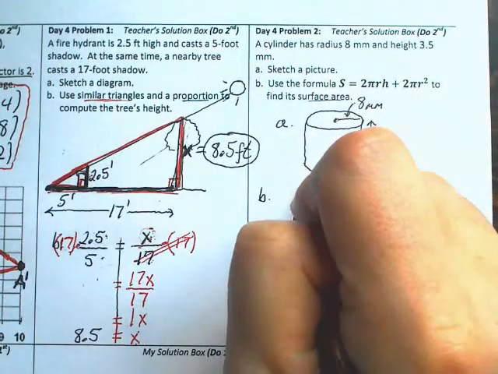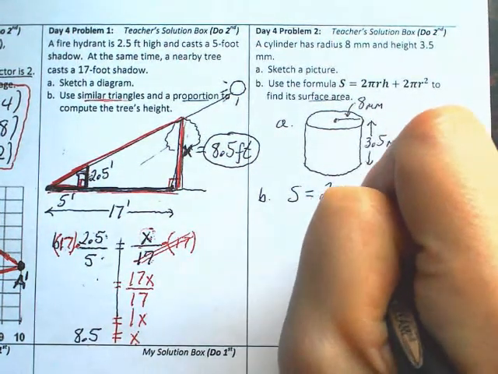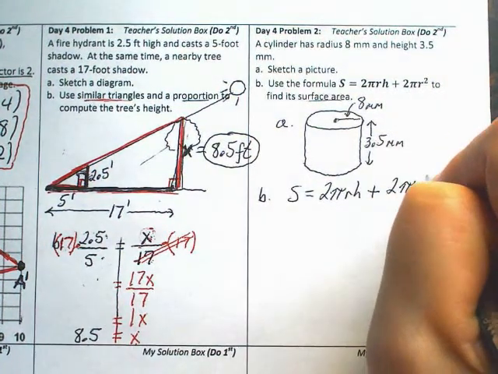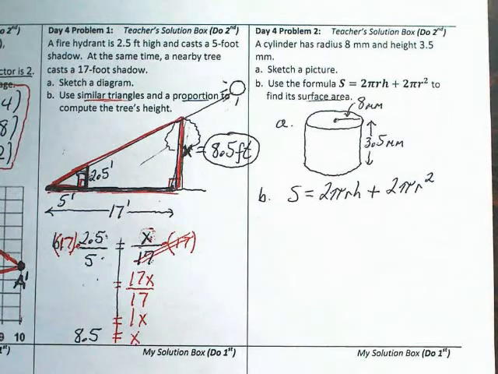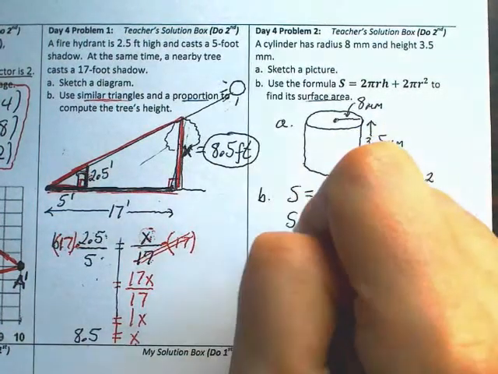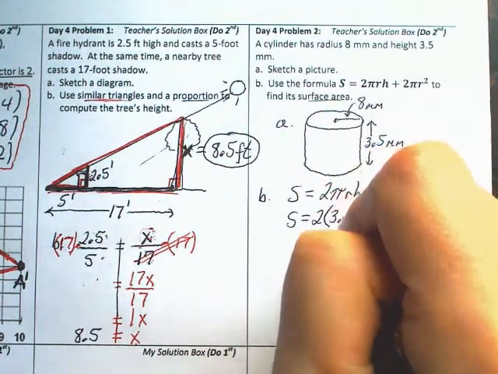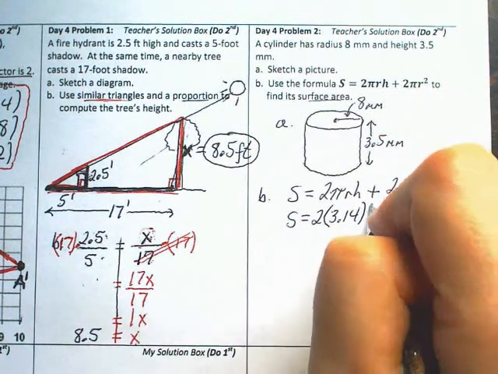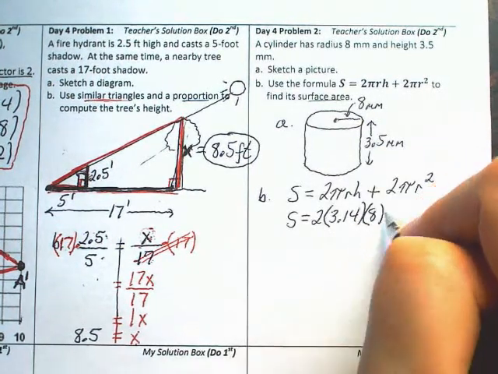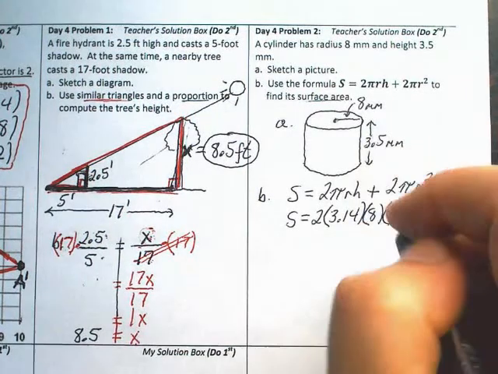And so to do this, I'm going to write that formula, S equals 2 pi r h plus 2 pi r squared, and then substitute values from our drawing in place of these symbols. And so we have S equals 2. Now pi can be filled in with 3.14. The letter r is the radius. That is 8 millimeters. And the letter h is the height of the cylinder. That is 3.5.